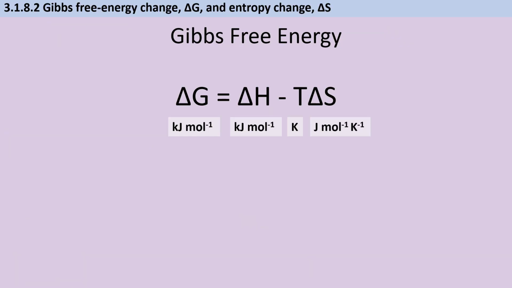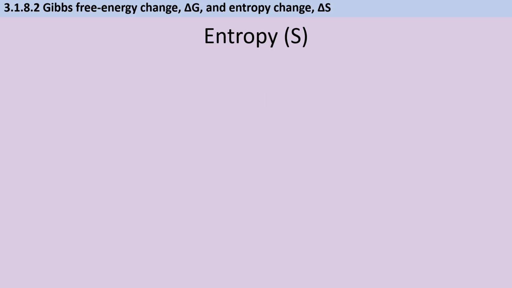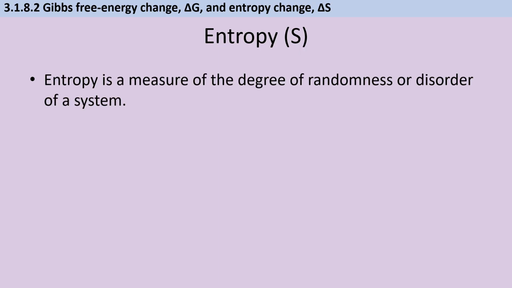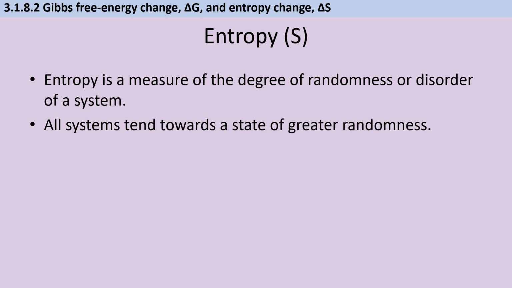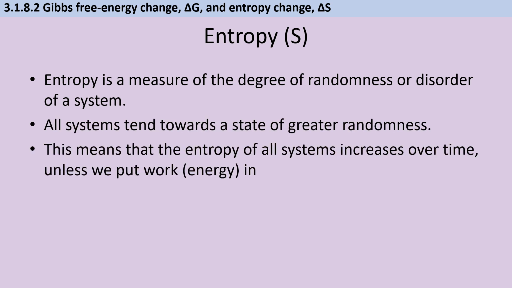In part 2 of the thermodynamics topic, we encounter the concept of Gibbs free energy and the calculation which refers to enthalpy, temperature, and entropy. Entropy is a measure of how random or disordered a system is, and everything is always tending towards greater entropy. So the only way that we can avoid that is if we're putting in work or energy.